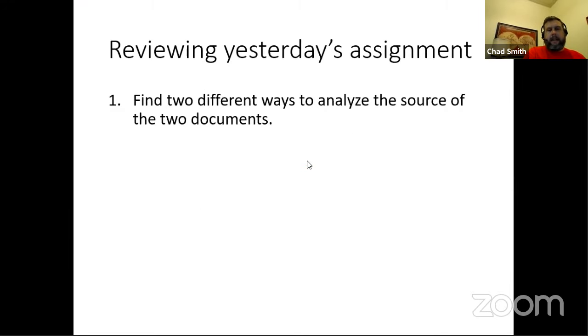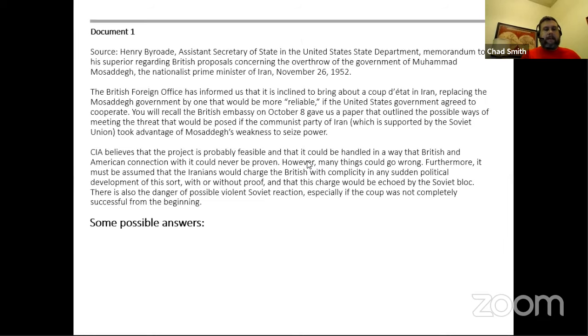Before we get started in today's activity, I want to take an opportunity to review yesterday's assignment from Mr. Logereau. Yesterday, Mr. Logereau talked to you about the beginning of the Cold War and understanding the Cold War throughout the 20th century. He showed you two different documents and asked you to analyze the source of each document. Today, I'm going to take a brief moment to look at each document and recognize a possible source analysis for each one. This is the first document he showed you.